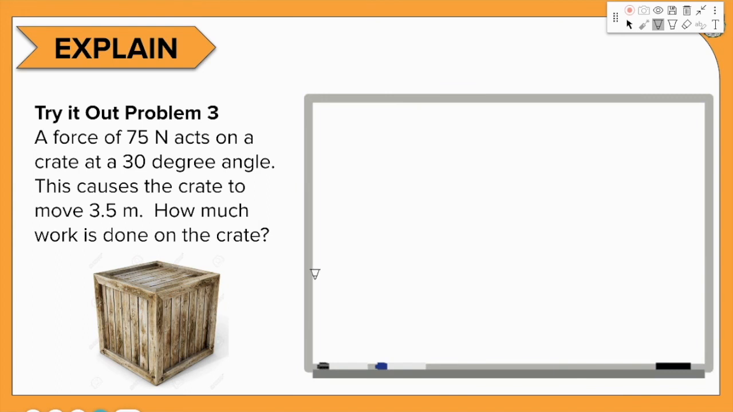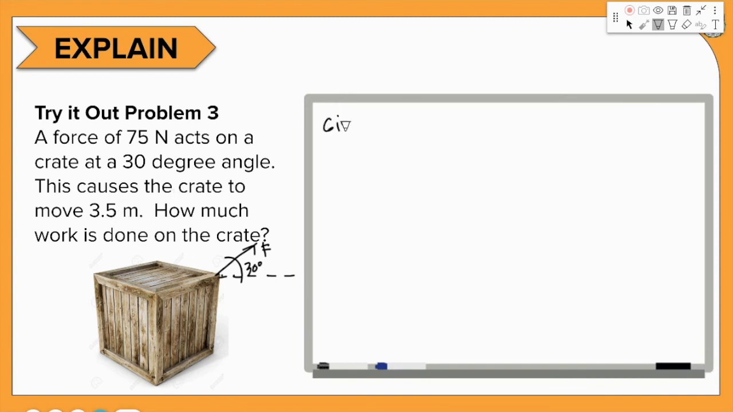Okay. So this time you have a 30-degree angle acting on a crate. So you can just imagine that to be something like this. So that would be the force, and then it's exerted at a certain angle along the horizontal. And this would be 30 degrees, right? And then the crate will move that way as well a certain distance. And that distance is actually 3.5 meters.